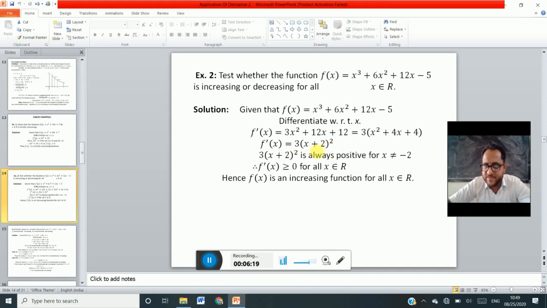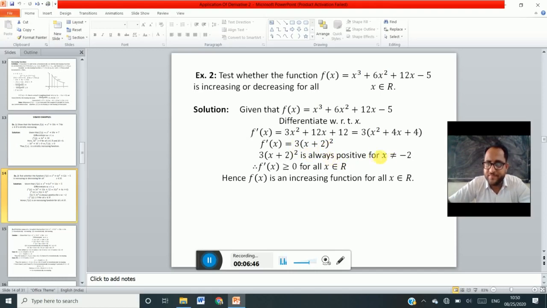Because if we expand (x + 2)², we get x² + 4x + 4, right? Now see here, we say that 3(x + 2)² is always positive for all x not equal to -2. Why? Because if and only if x is -2, then -2 + 2 is 0, 0 squared is 0, 0 into 3 is 0, right?